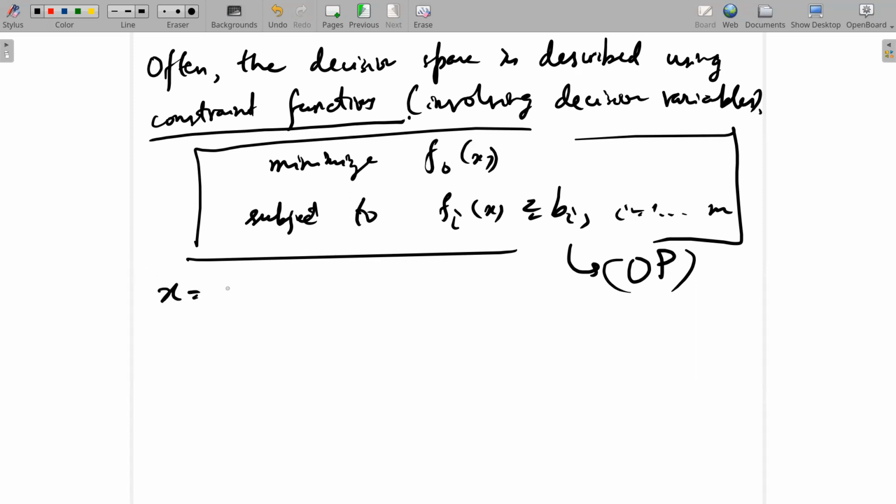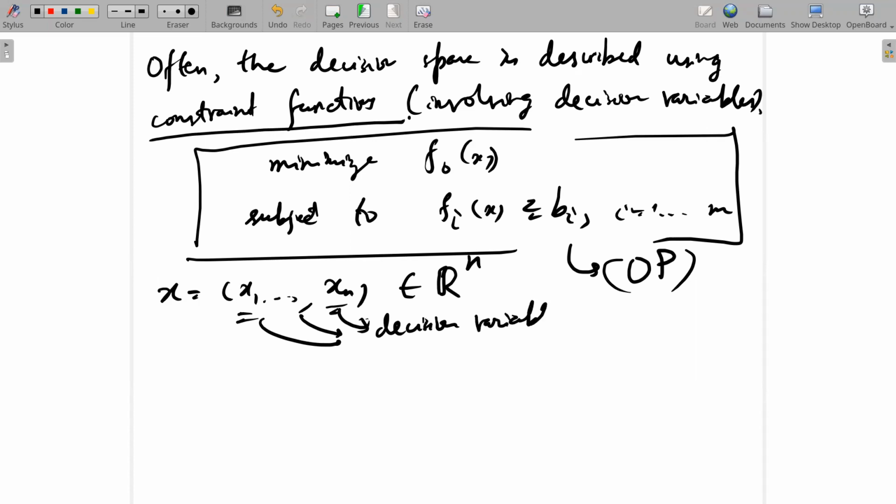Okay, so what is x? x is x1 through xn, so it is an element of Rn. And you can think of these as the decision variables. Each of these components you can think of as certain decision variables. All this terminology typically comes from the real world problems you're working on. Mathematically, you can just think of it as some vector in Rn. And f0 is a map from Rn to R. So this is the objective function, which is what you want to minimize or optimize.